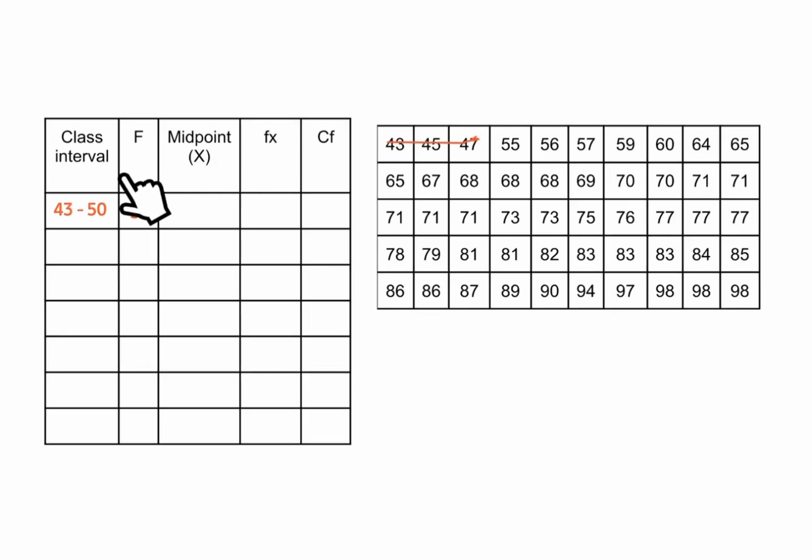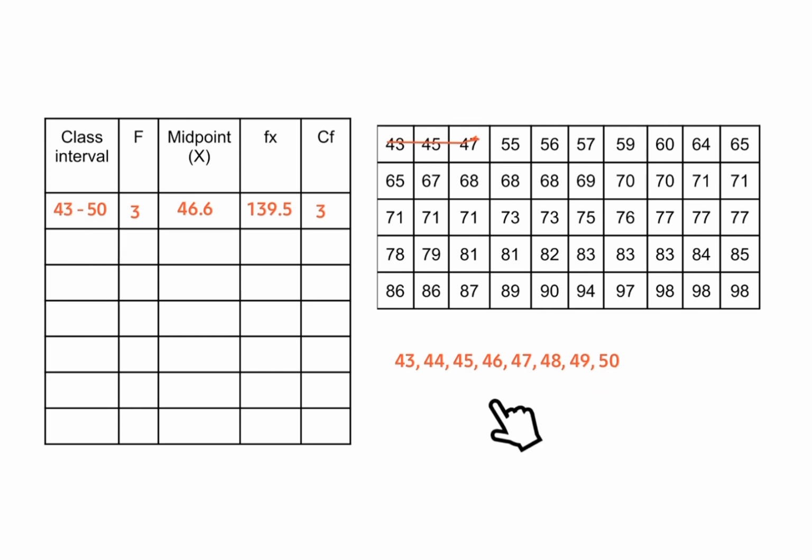Midpoint simply means the lower class limit, being 43 here, plus the upper class limit, being 50, divided by 2. 43 plus 50 gives us 93, divided by 2 gives 46.5. The FX column simply means frequency multiplied by midpoint: 3 times 46.5. CF simply means cumulative frequency. For the first frequency here, we have 3. We'll record that here for the first class interval, from 43 to 50.